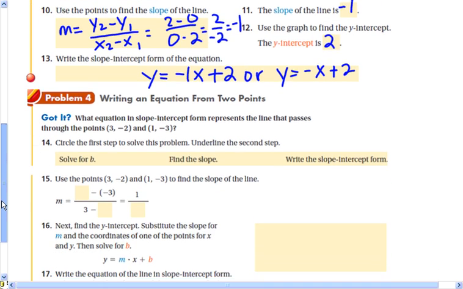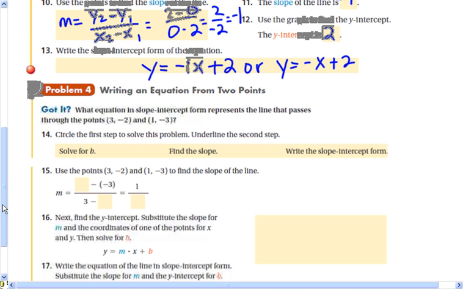All right, another thing you should be able to do, but maybe need a little review on, is how you write an equation from 2 points. When you have 2 points, you have to use those 2 points to find the slope, and you're going to use the slope formula to do that. That's this formula.